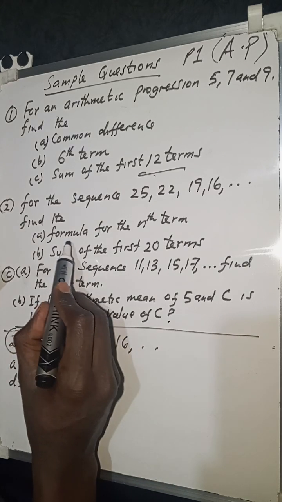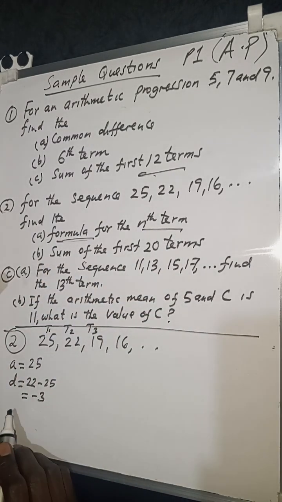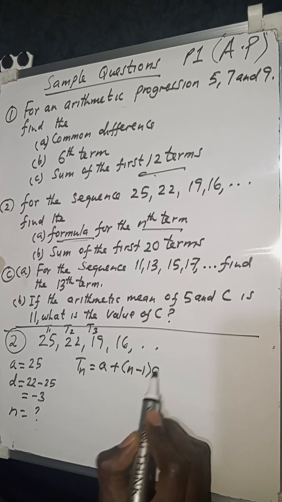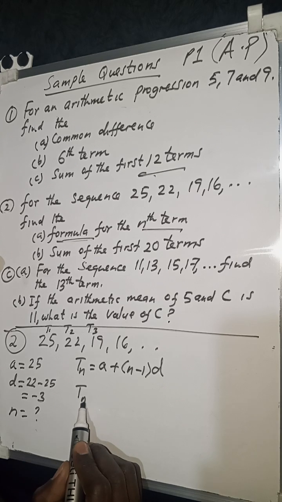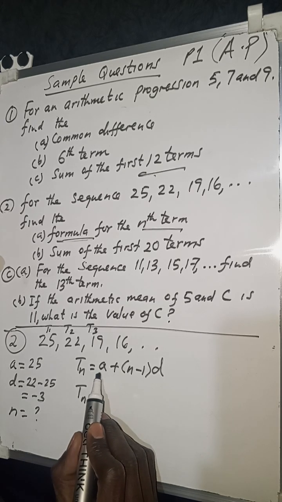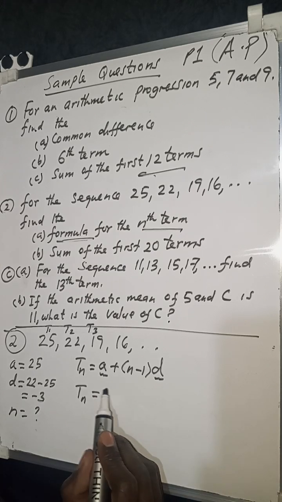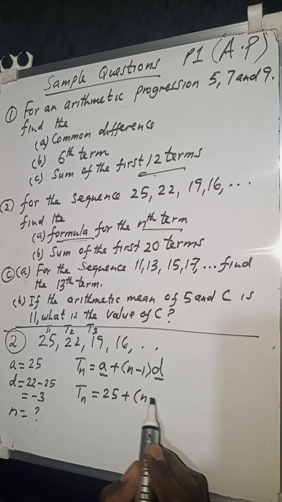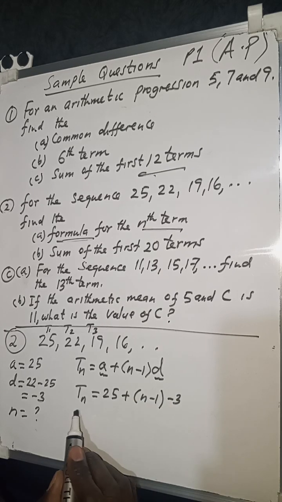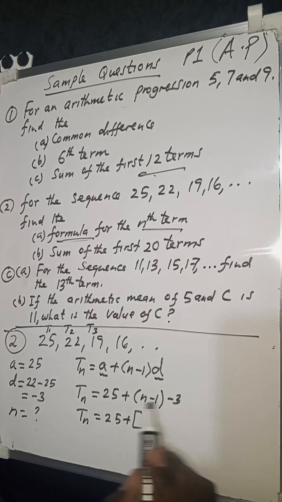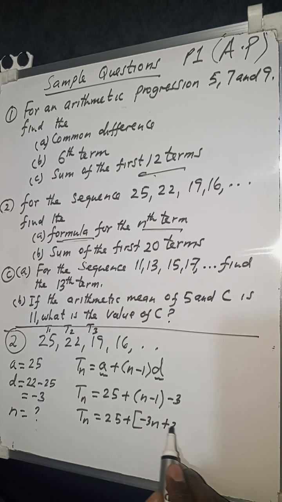Since the question says the formula for the nth term, meaning we don't know what our n is, it is going to be Tn is equal to the first term, plus n minus 1 multiplied by the common difference. We don't know what our n is, remember. So we are replacing only the first term and the common difference and simplifying the expression. That's all. So the first term is 25 plus n minus 1, and the common difference is negative 3. So Tn is equal to 25. Remember, negative 3 multiplied by n will give you negative 3n, and negative 3 times negative 1 will give you a positive 3.